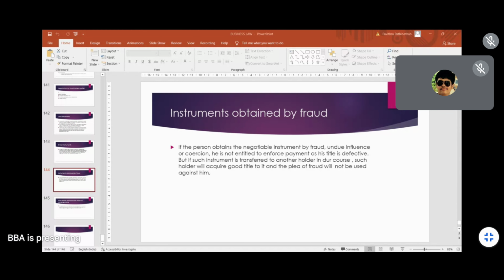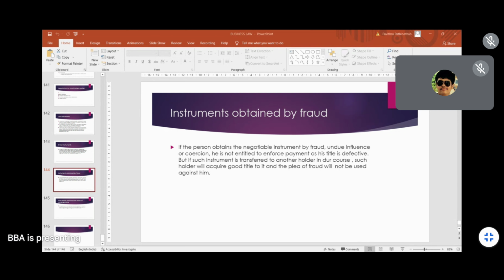Okay, because the title itself will become defective. But if this instrument has been transferred to another person, and after that we find out that this person has used undue influence to obtain this particular instrument, then the person to whom the instrument was transferred will have good title. Okay, he'll be the holder of the title, but this person can be prosecuted. The person who was involved in fraudulent behavior can be prosecuted.